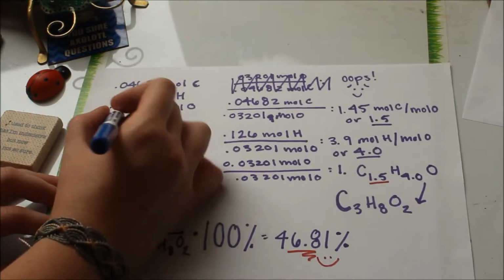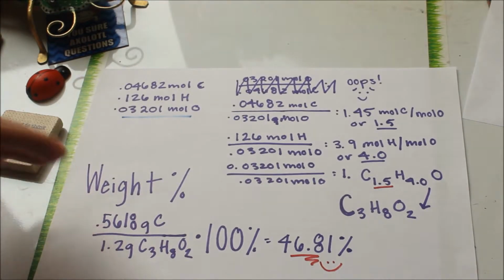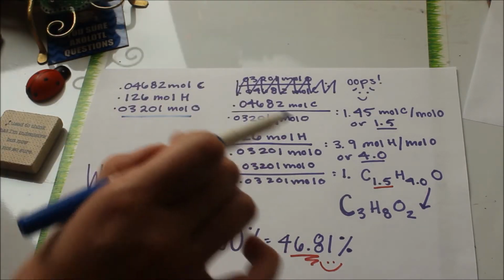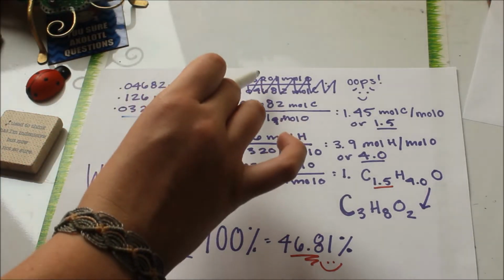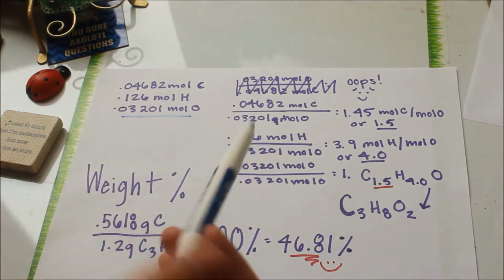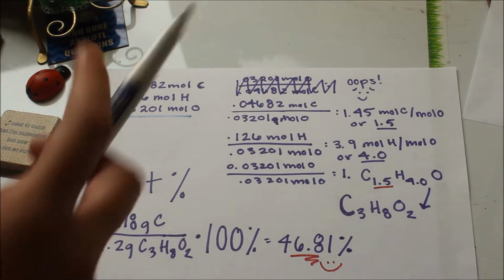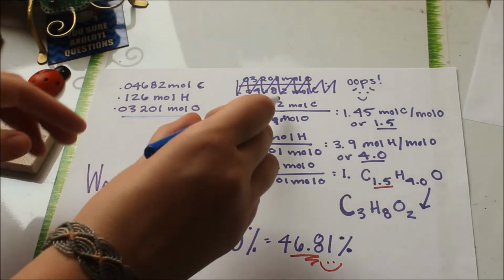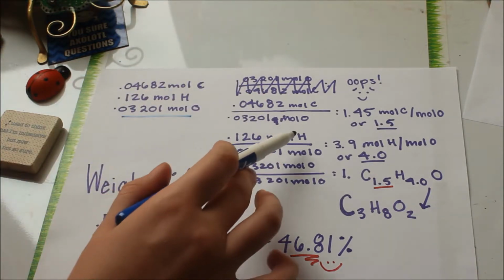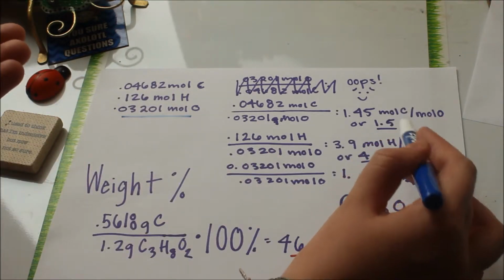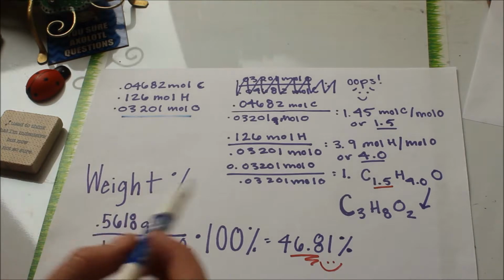Anyway, so here's all our moles, and we know that moles oxygen is the smallest, so we are going to divide through by moles oxygen. Don't do what I did initially and divide the moles oxygen by your other amounts, because that's not going to get you the answer. I can guarantee that. So divide your moles carbon by your moles oxygen, your moles hydrogen by your moles oxygen, and you get these ratios of moles carbon and moles hydrogen to oxygen.